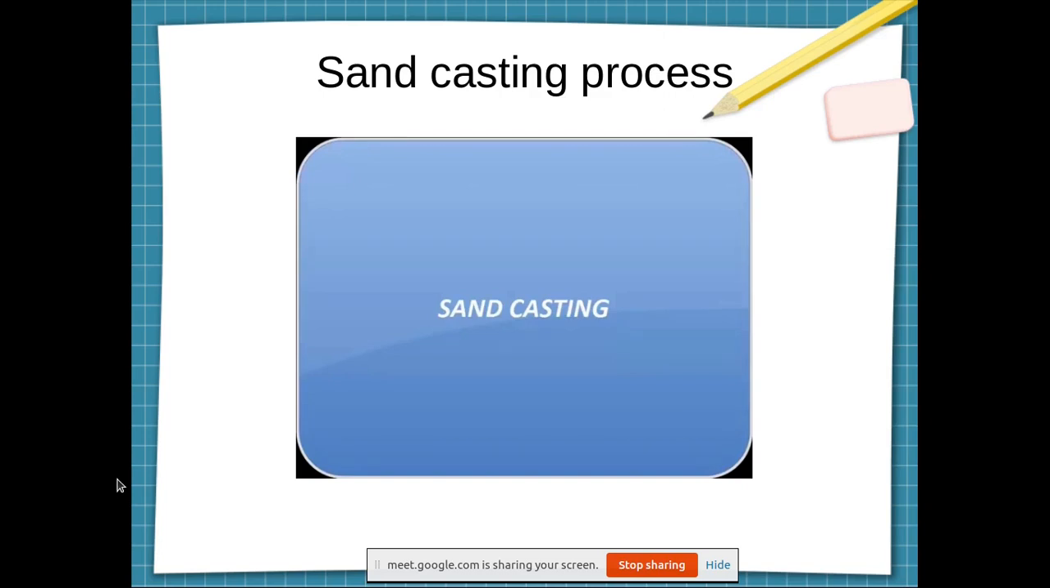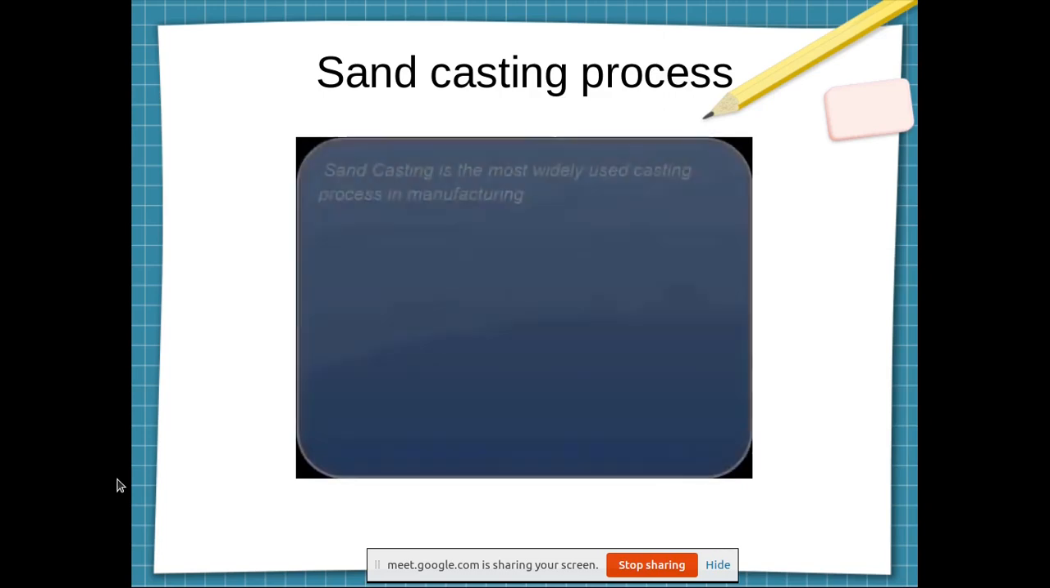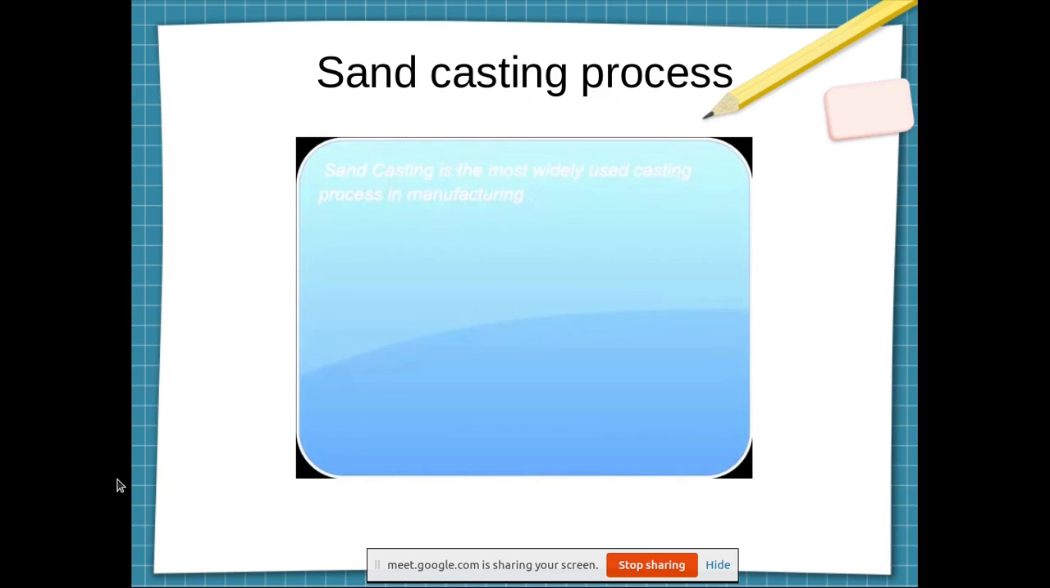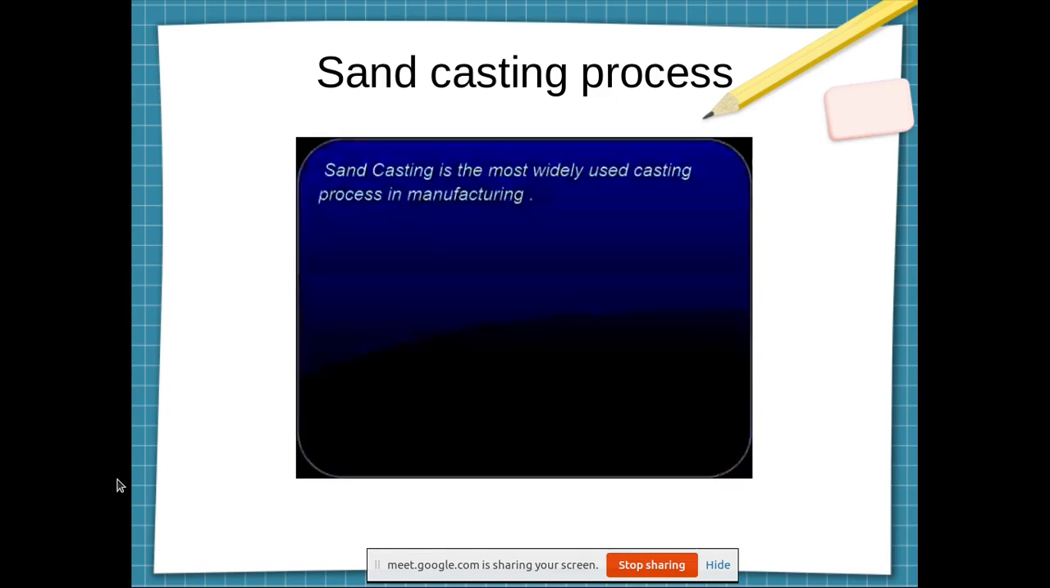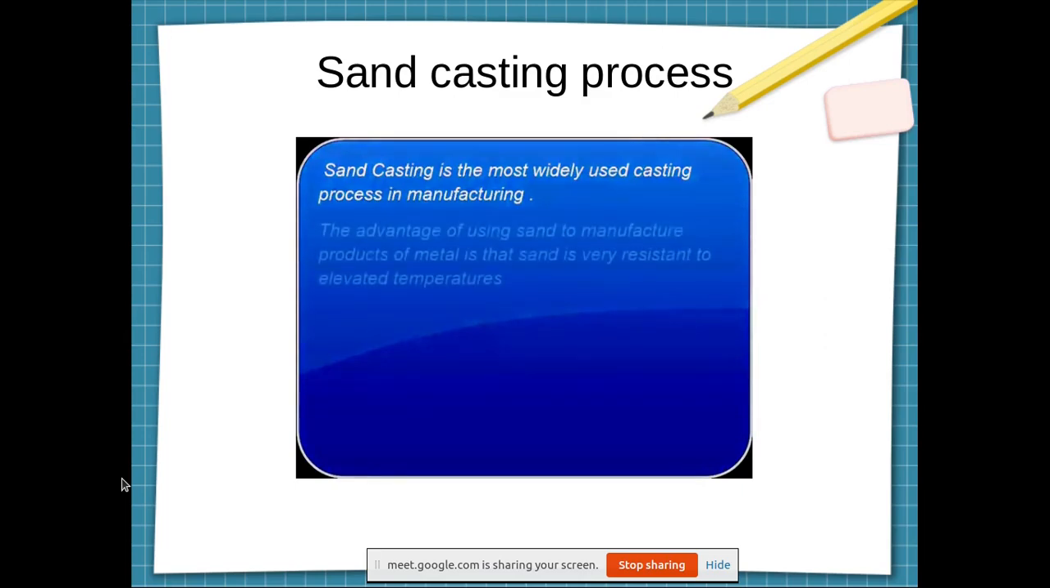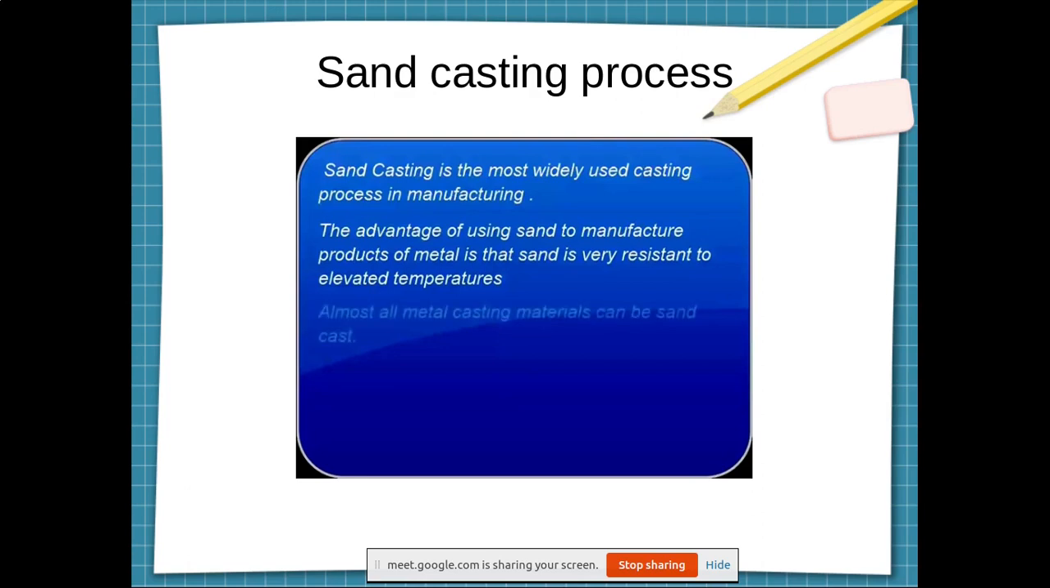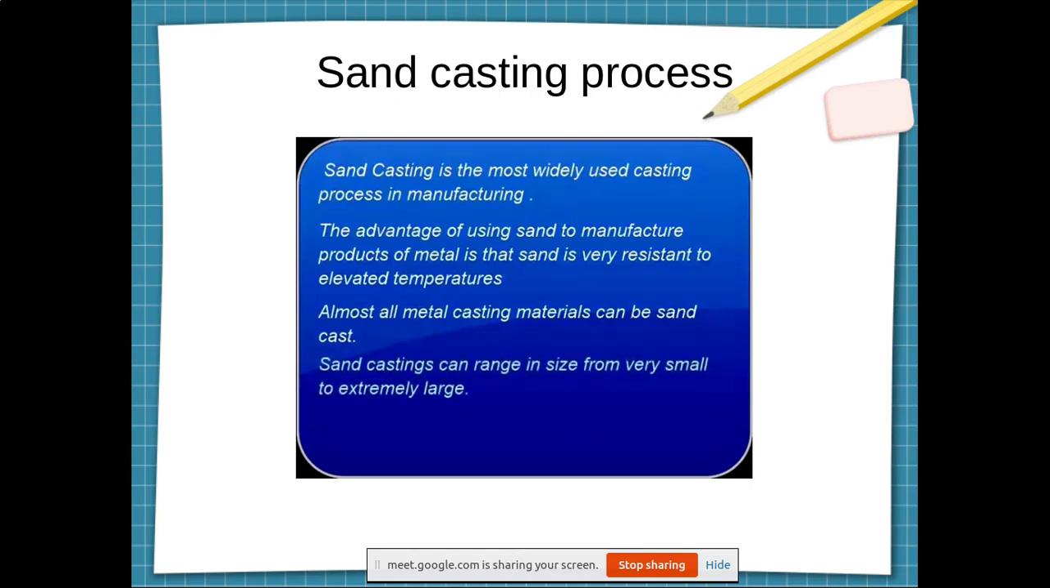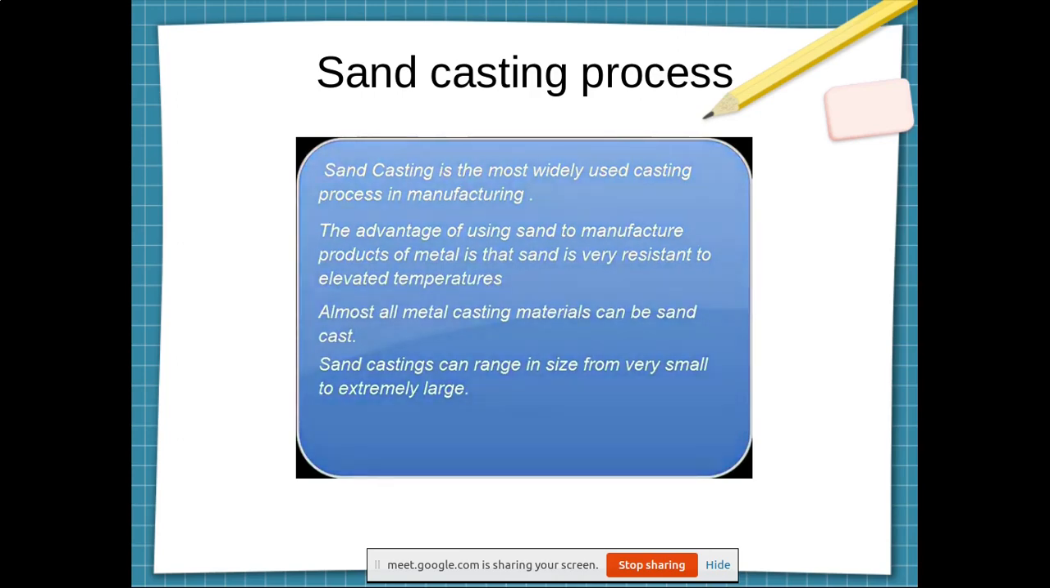Sand casting. Sand casting is the most widely used casting process in manufacturing. The advantage of using sand to manufacture products of metal is that sand is very resistant to elevated temperatures. Almost all metal casting materials can be sand cast. Sand castings can range in size from very small to extremely large.